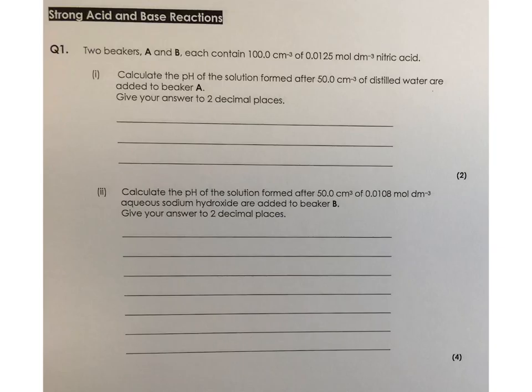Okay, now I'm just going to go through the questions that we ended the lesson with. So we've got 2 beakers, A and B, each contain 100 centimetres cubed of a certain concentration of nitric acid. It says calculate the pH of the solution formed when you've added distilled water. So remember that we're always trying to get to the concentration of H+, but the concentration of H+ after adding 50 centimetres cubed of water will be different to obviously the concentration of H+ in the initial solution. And to work out concentration of H+, I need to do moles divided by volume. So I've got to work out this initial number of moles in my initial solution.